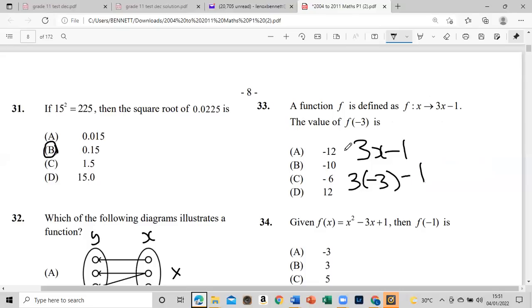Alright. So we'll substitute negative 3 into the equation. So that's negative 9 minus 1, which gives us negative 2.